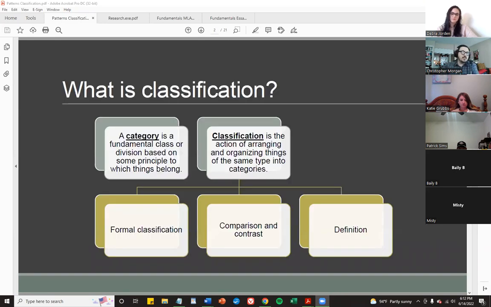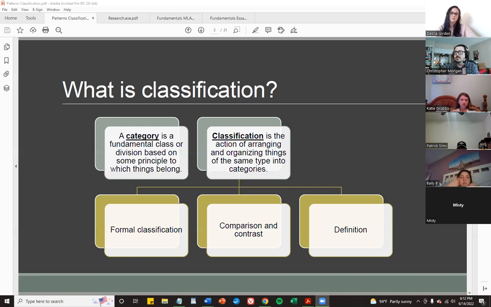So what is classification? First thing to know when you're talking about classification is, what is a category? A category is a fundamental class or division based on some principle to which things belong. And you'll see that idea come back over and over again with classification: there is a principle that separates things. It's very similar to division in that way, and every act of classification goes hand in hand with an act of division, because you're dividing something into smaller parts.